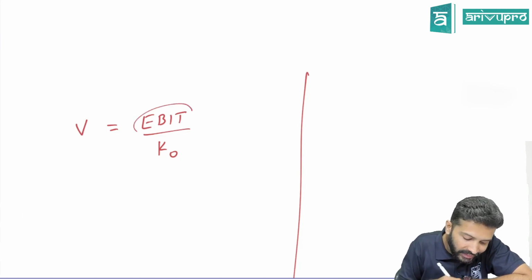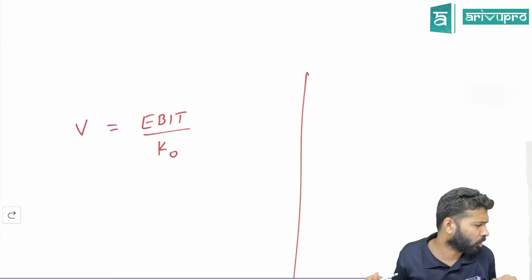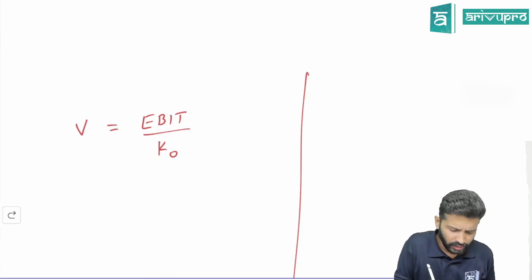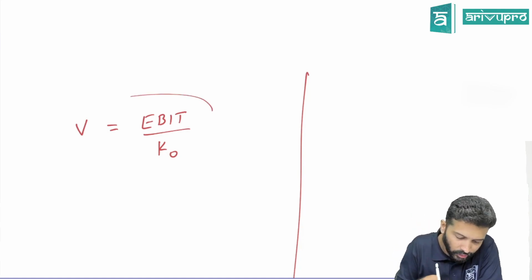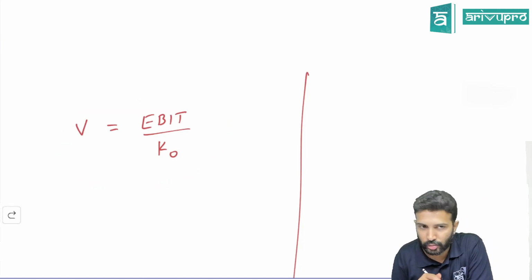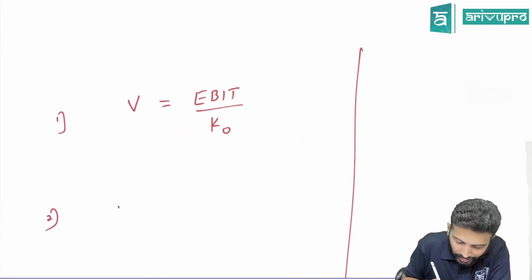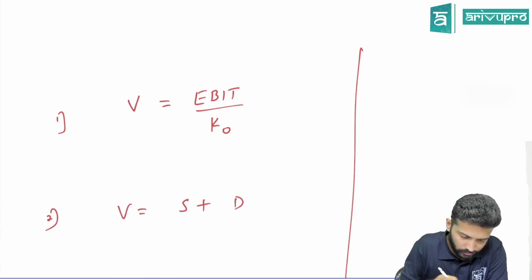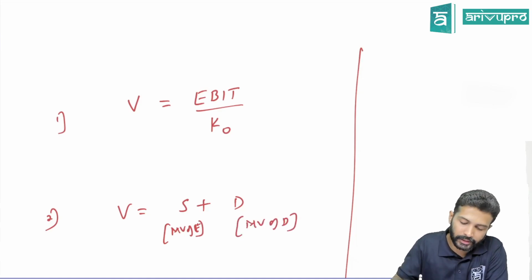V stands for value. EBIT means earnings before interest and tax, or instead of EBIT you can also call it PBIT, as in profit before interest and tax. That's fine. KO, I think you already know, is your overall cost of capital. If you do this, you're going to get the value of the firm. That is one. I'll list them down one by one first, then we'll spend some time on that. Value of the firm is also given by S plus D. S is nothing but the market value of equity. D is nothing but the market value of debt.